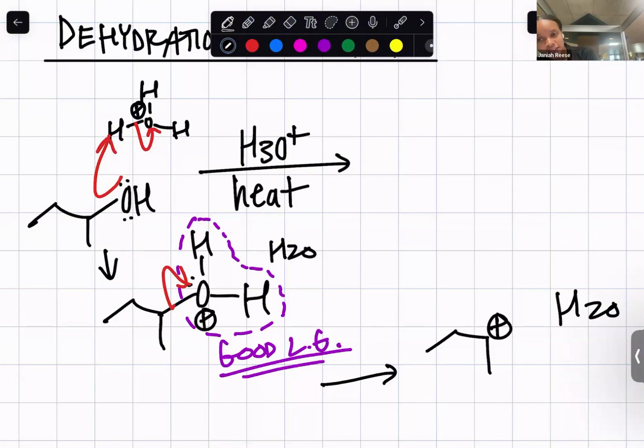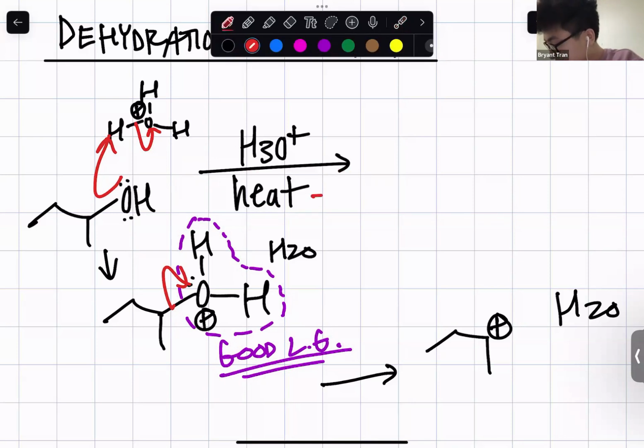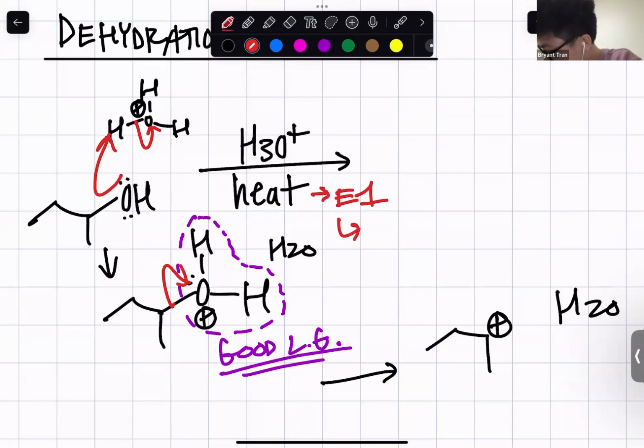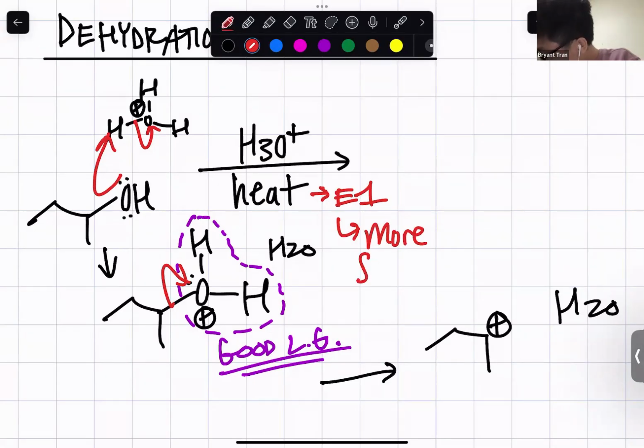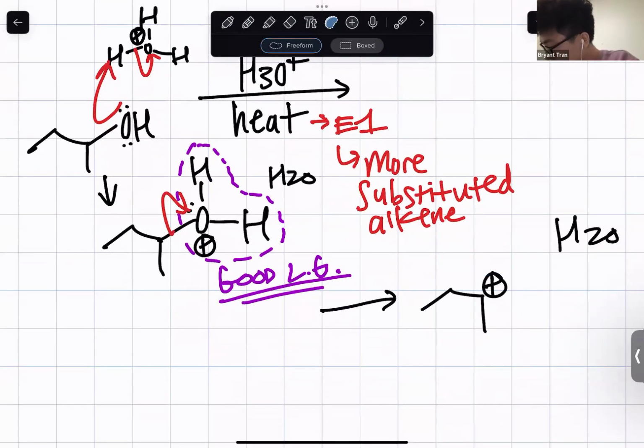Okay, so from here, because we are given heat, that's going to favor the E1 reaction, meaning that we're going to create the more substituted alkene. To do that, let's say this carbocation here is the alpha carbon, and the carbons right next to it, adjacent to it, are the beta carbons.